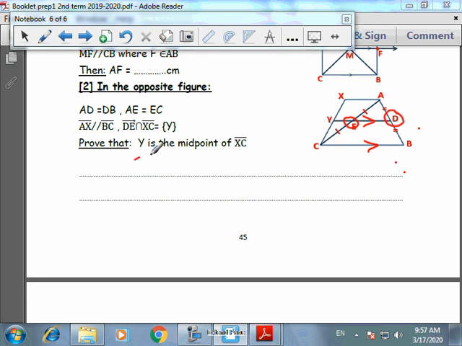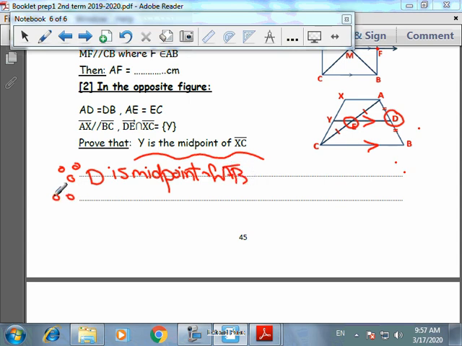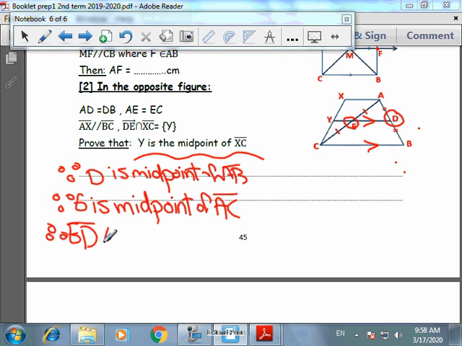Prove that Y is the midpoint of XC. Let's take it step by step. Since D is the midpoint of AB, since E is the midpoint of AC, therefore, as we said, ED is parallel to BC.